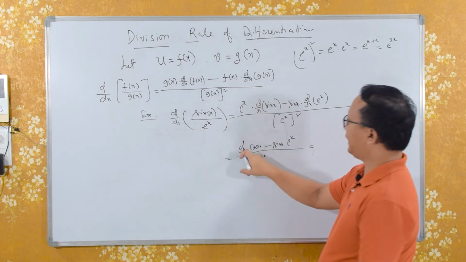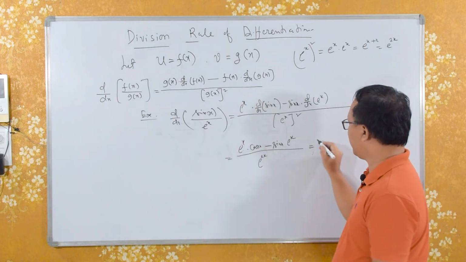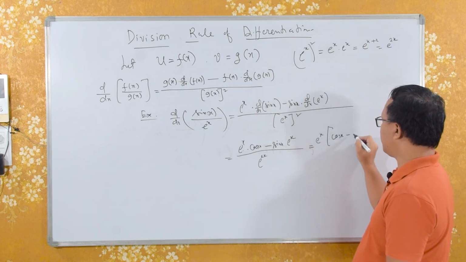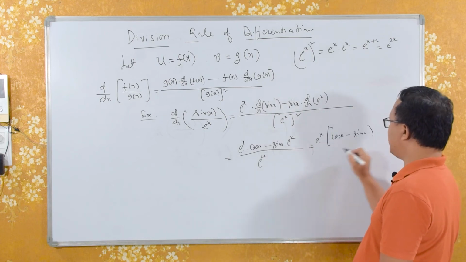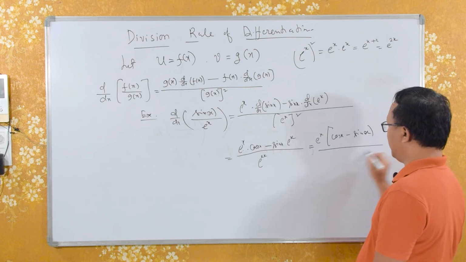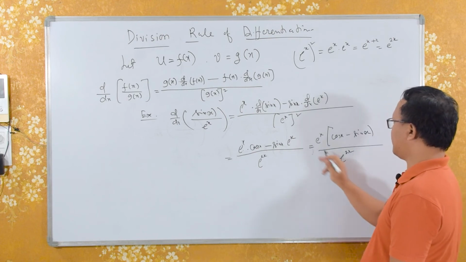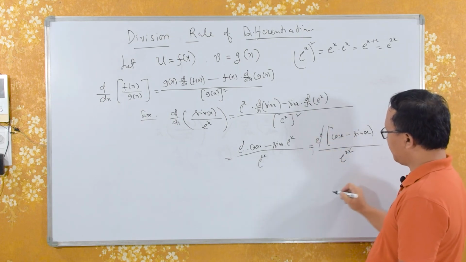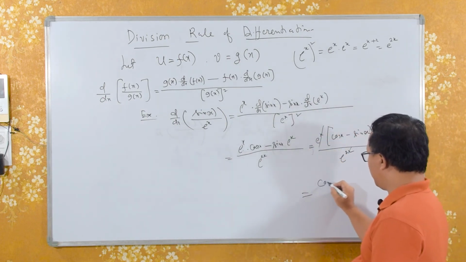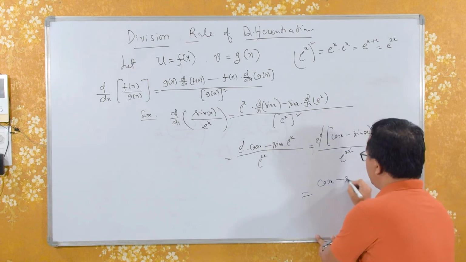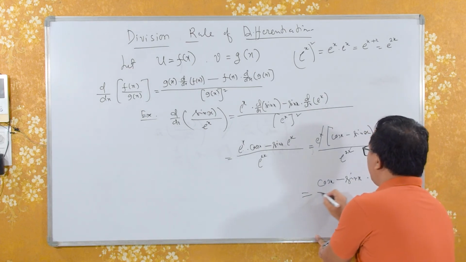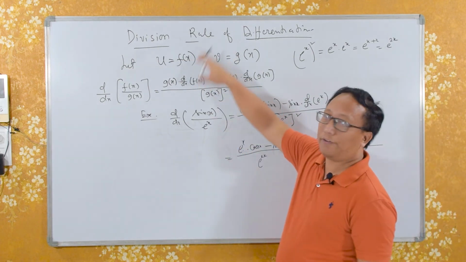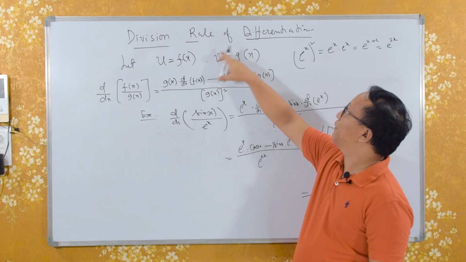From here, what can we take common? e raised to x, we can take common over here. e raised to x times (cos of x minus sin of x) upon e raised to 2x. Otherwise, we can cancel over here: one e raised to x and one e raised to x will go. It is the same as (cos of x minus sin of x) upon e raised to x. This is one example for the division rule for differentiation.